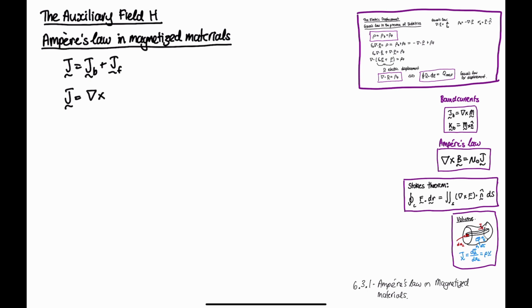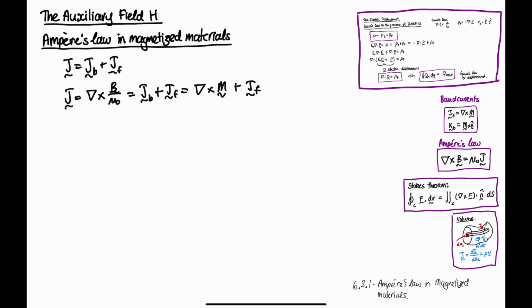Now, what we can do is use Ampere's law, and we can write this as J is equal to the curl of B divided by mu naught, where B is the magnetic field. And we've just said that J is due to the bound current density plus the free current density. And we saw over here that the bound current density was the curl of the magnetization. So we can write this as the curl of the magnetization plus the free current.